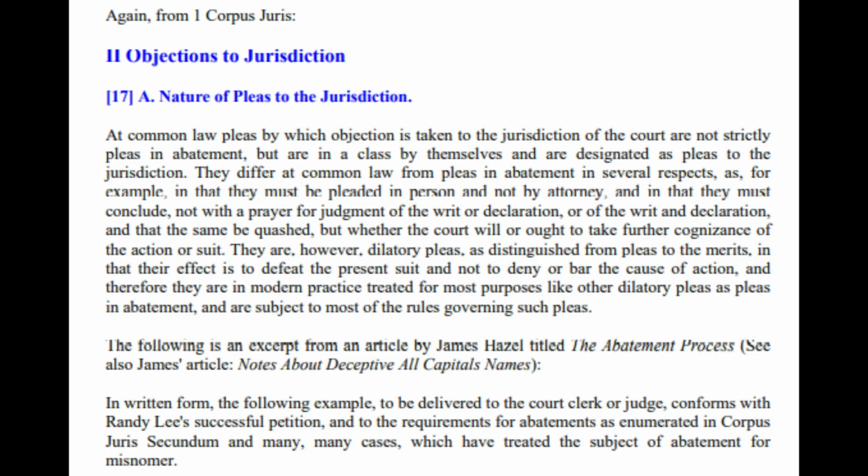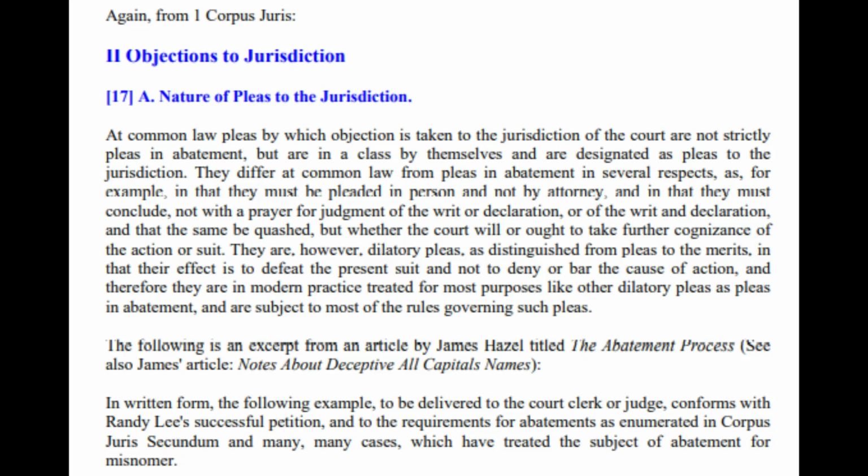So they are, however, dilatory pleas. Dilatory just means to basically stretch things out like they like to do. Have 1,000 court dates for one case. Why don't we just deal with that today? You know what I mean? I'll tell you why. It's because they make bonds on every date that they get out of you. It's a new bond for them to sell, as distinguished from pleas to the merits, right?